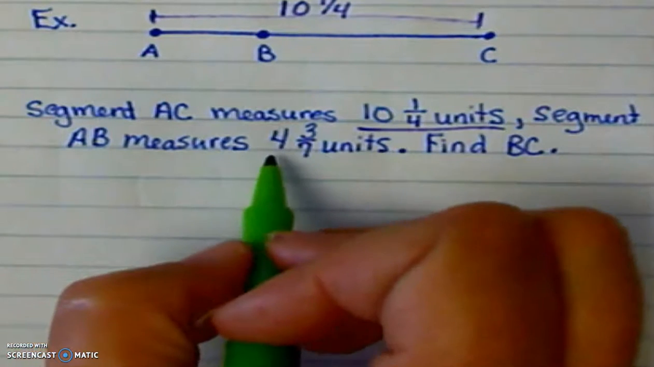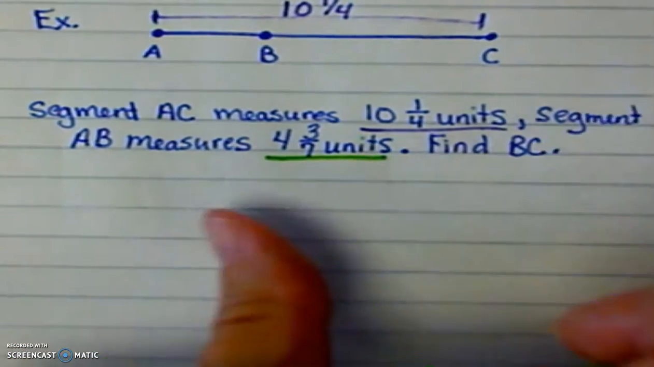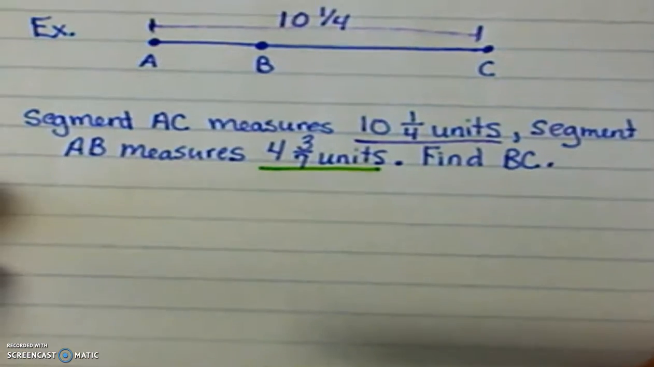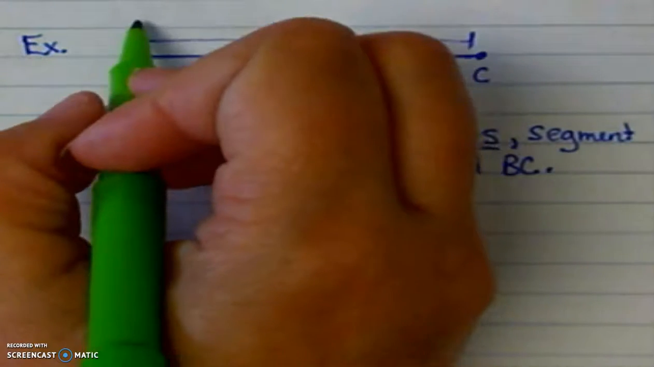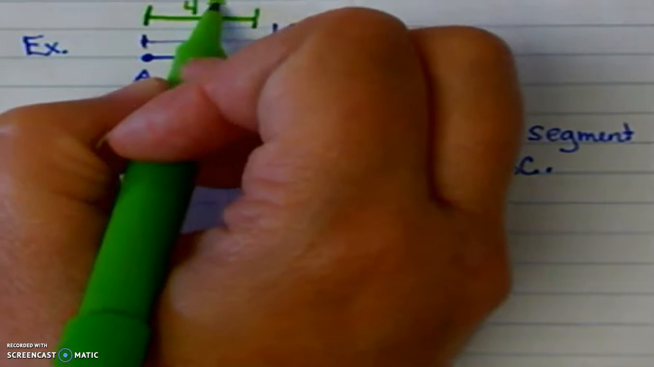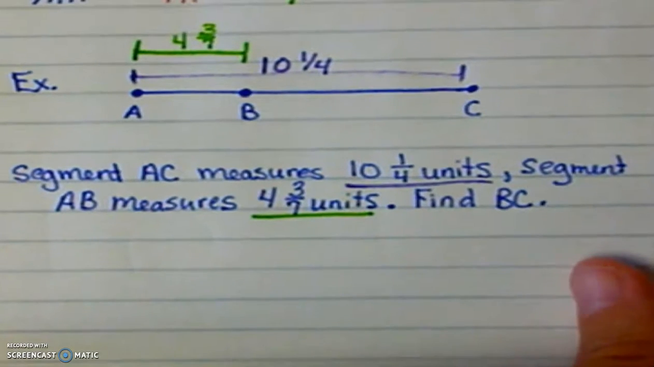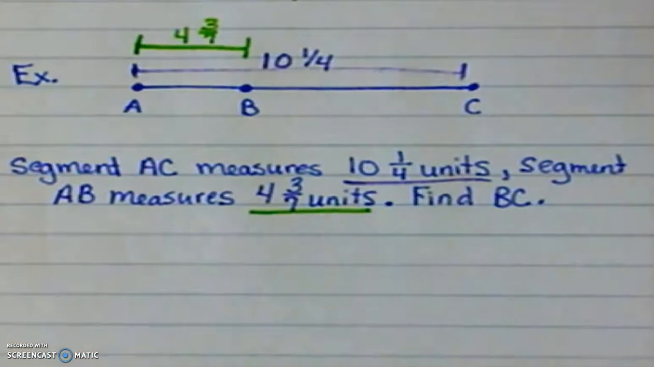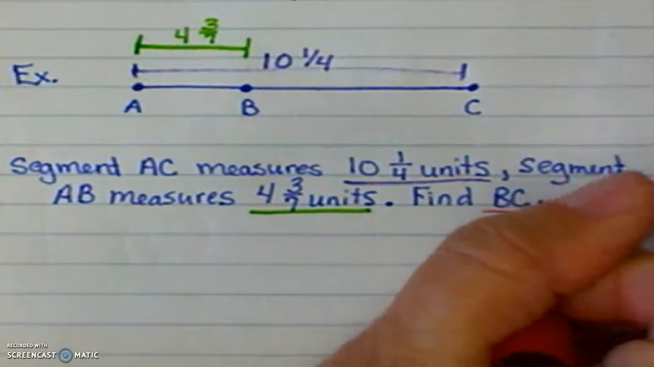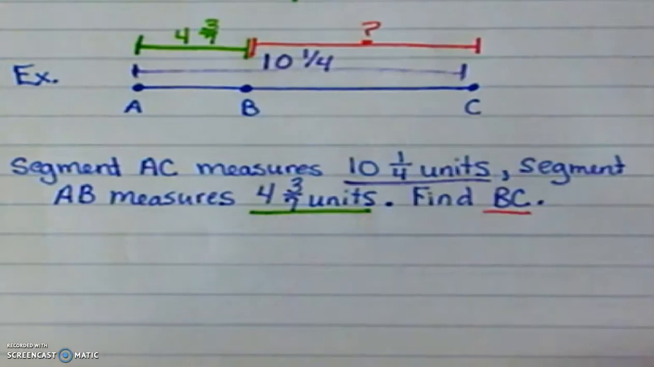Now the next thing they tell you is that AB measures 4 3/7 units. So AB, if I go from A over to B, measures 4 3/7 units long. So the question is, what is the length of BC? I want to know from B all the way over to C, what is this length right there?